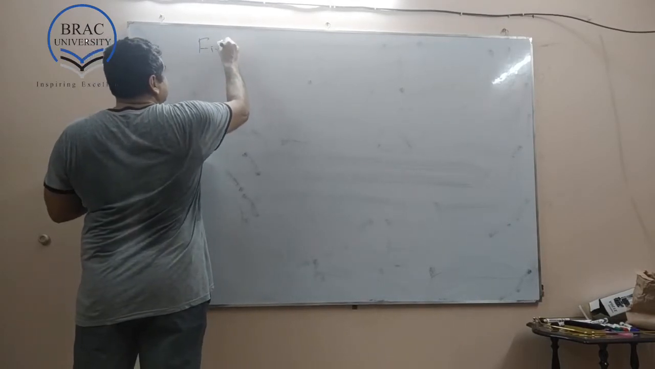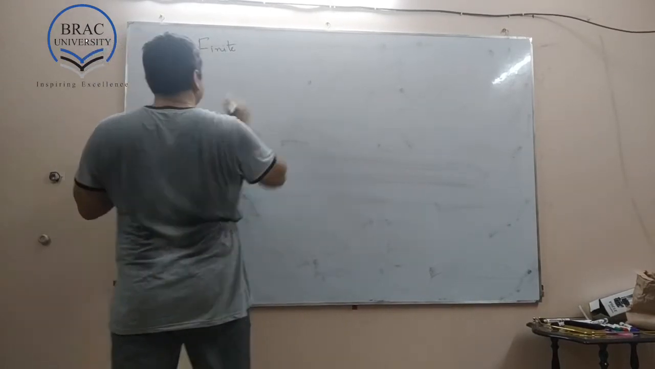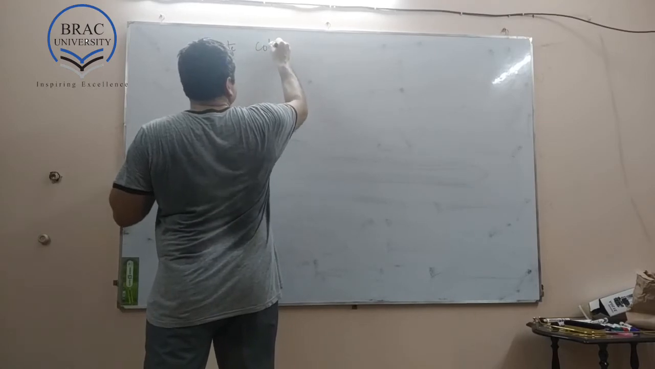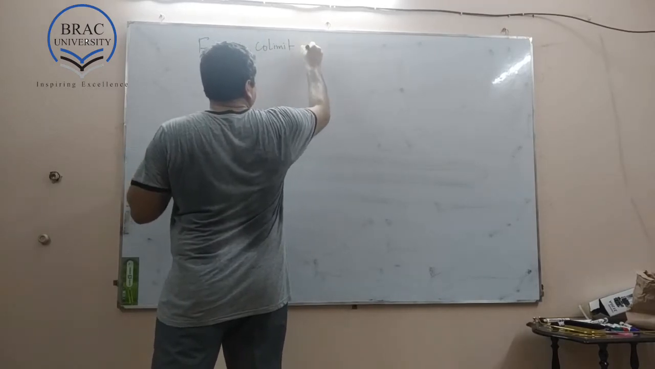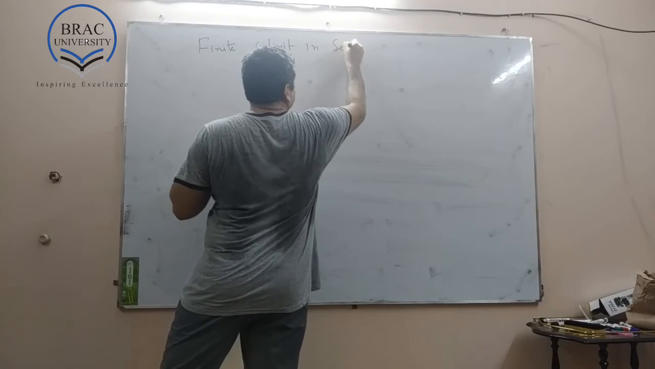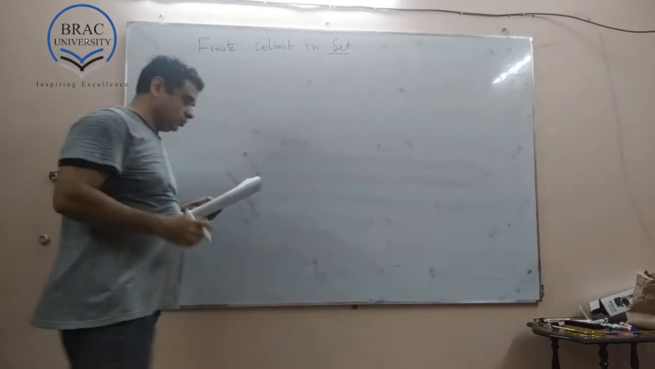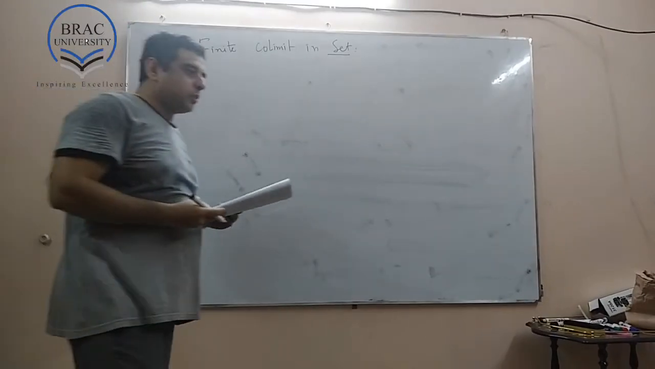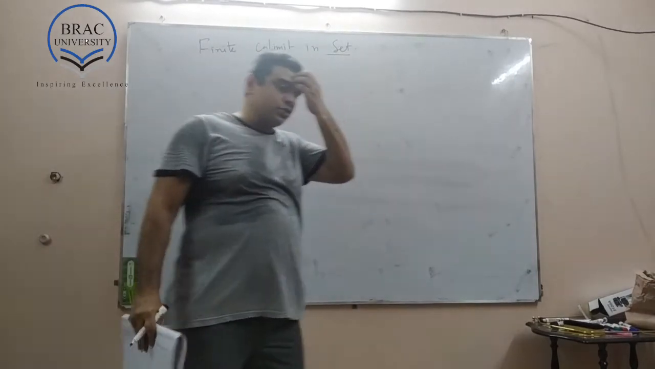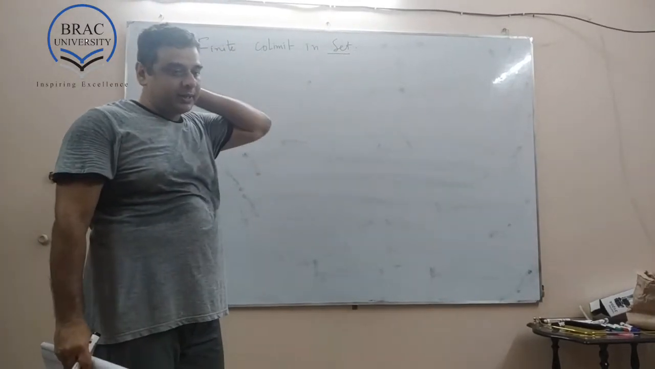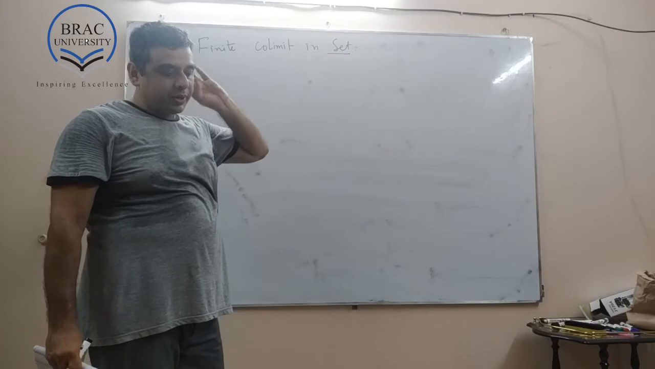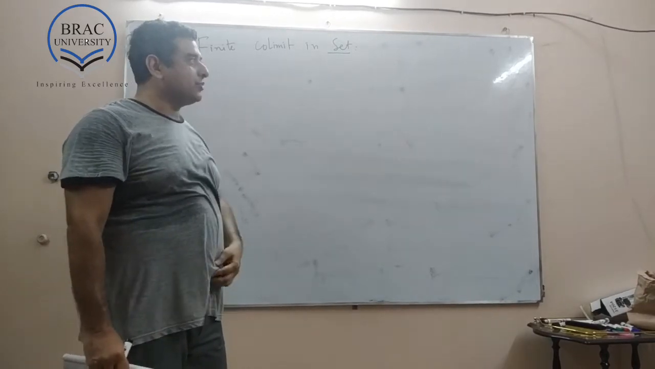Finite colimit in the category of sets. Okay. All right. So I'm not sure if you remember what we did during the discussion of product, pullback, and equalizer.